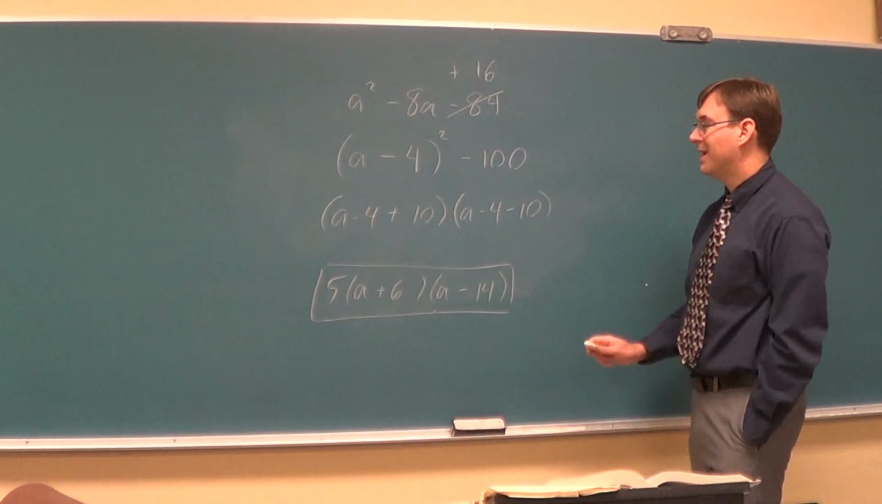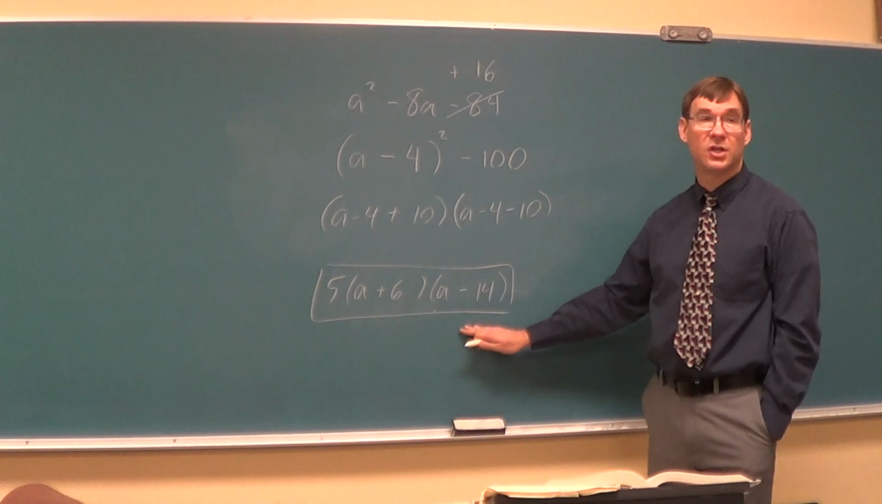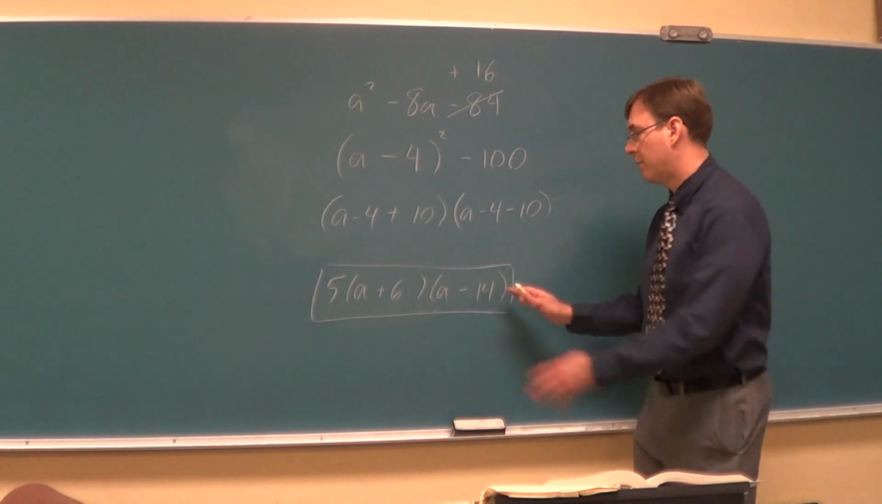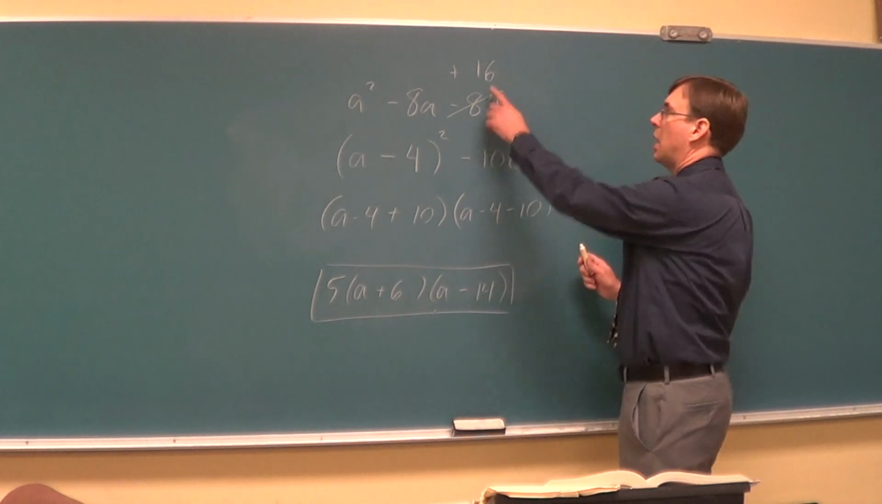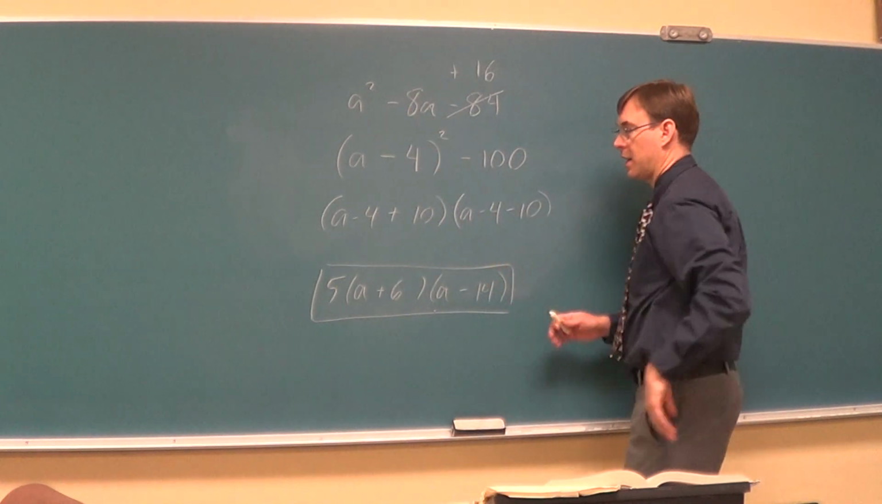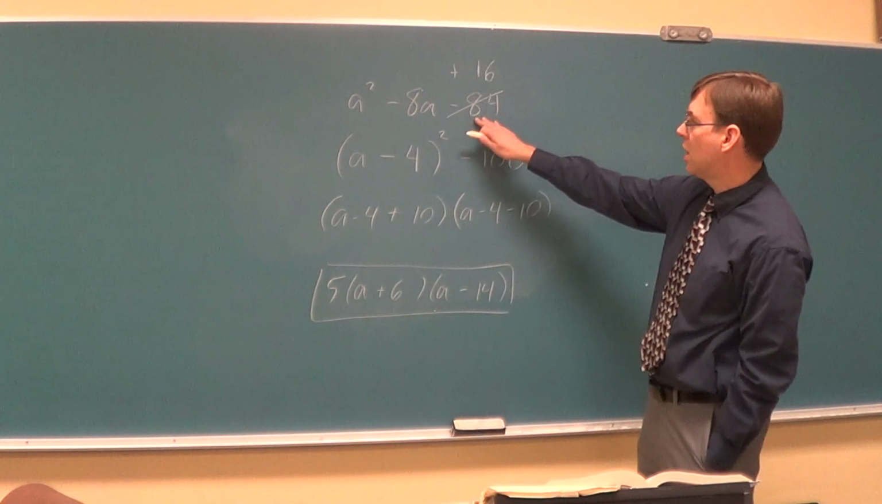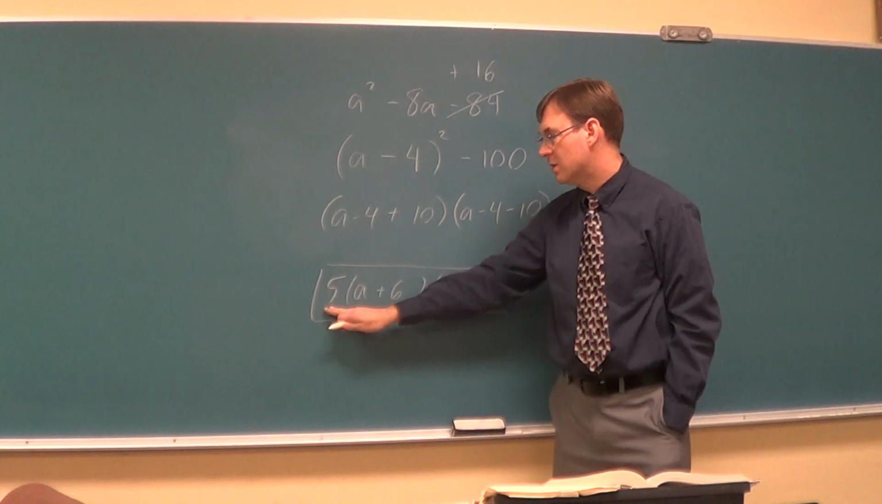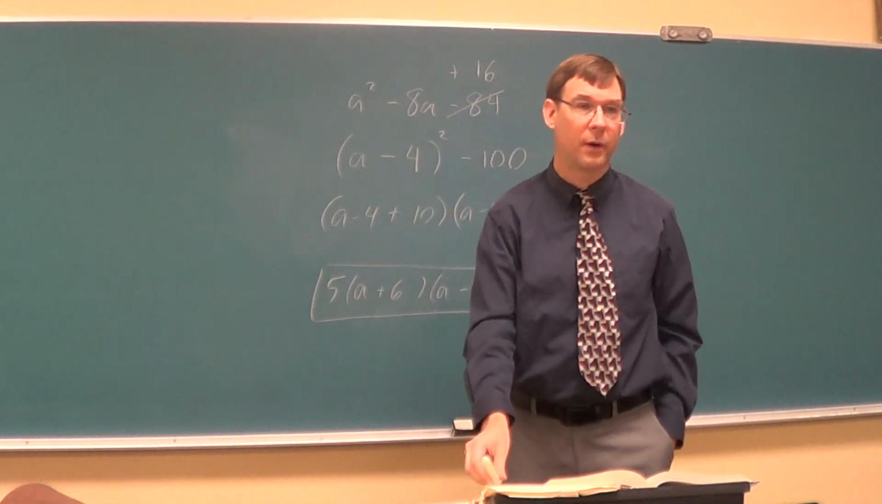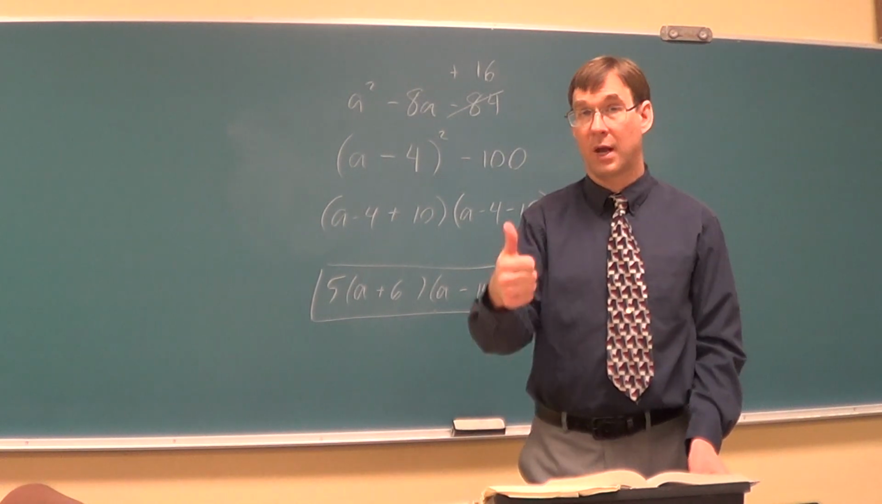If you're ever determined to check these, what could we do to check this? We could FOIL it out. If we FOILed this out, we'd show up to 84, we'd show up to 8 once we combine like terms. If you FOILed that out, we could show this back out. If you wanted to even distribute the 5 into that, you'd get all the way back to where we started. Is that okay?